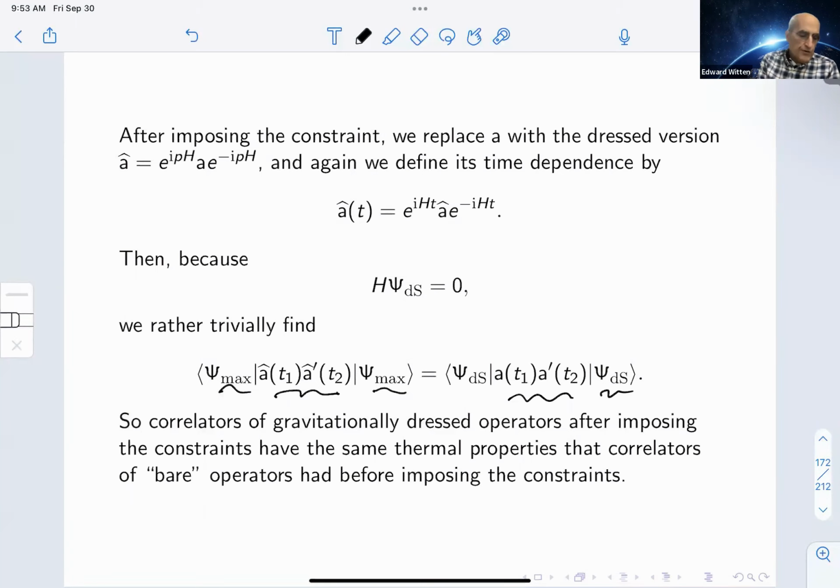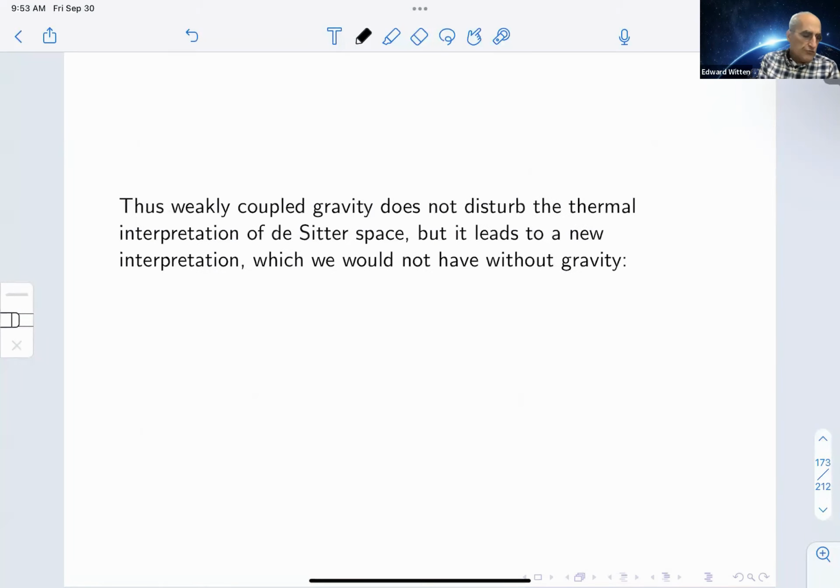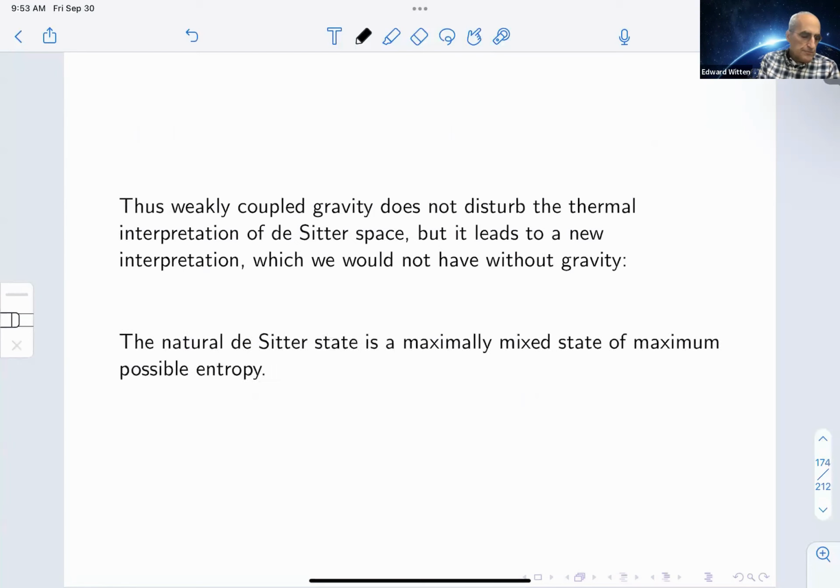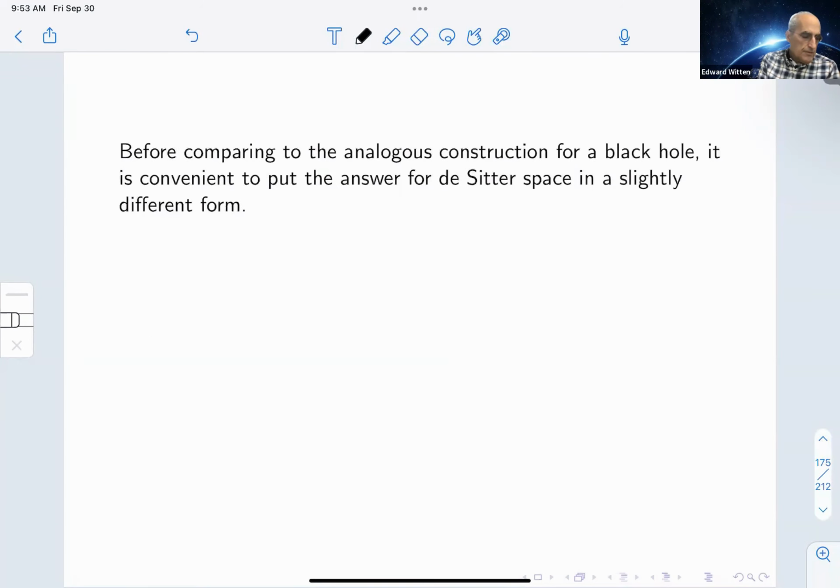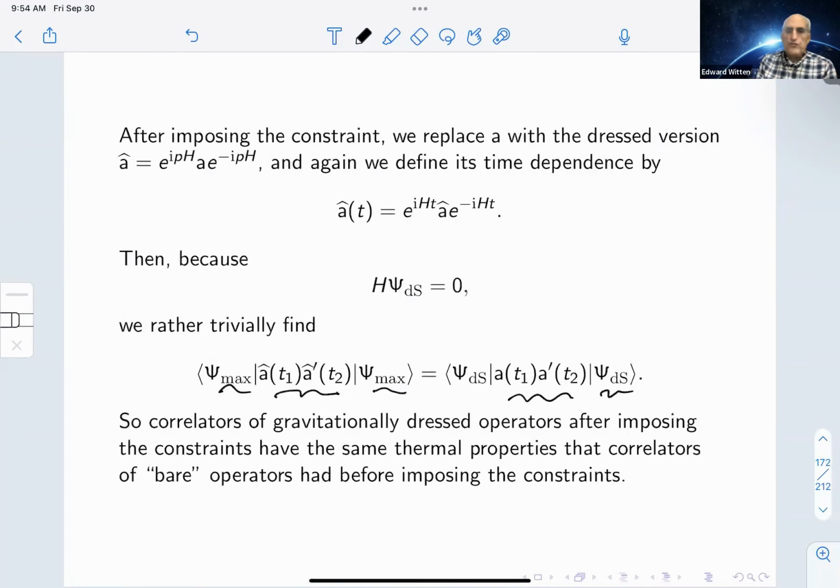And I will stop here. I had additional slides which involve explaining the story for gravity. So maybe we can put the slides on the website, but I think I'm out of time for the talk. So I'll stop here for questions.